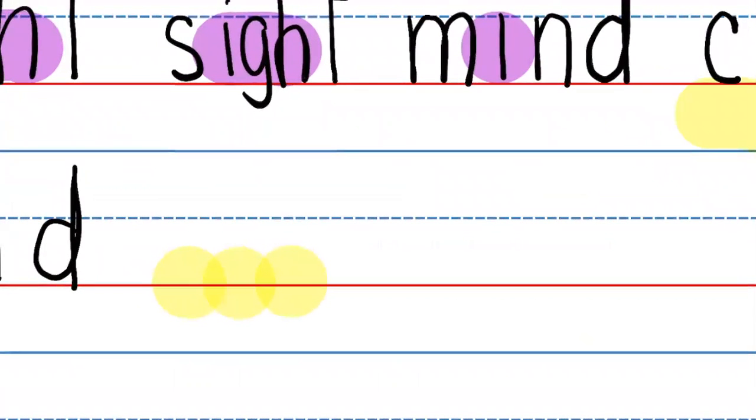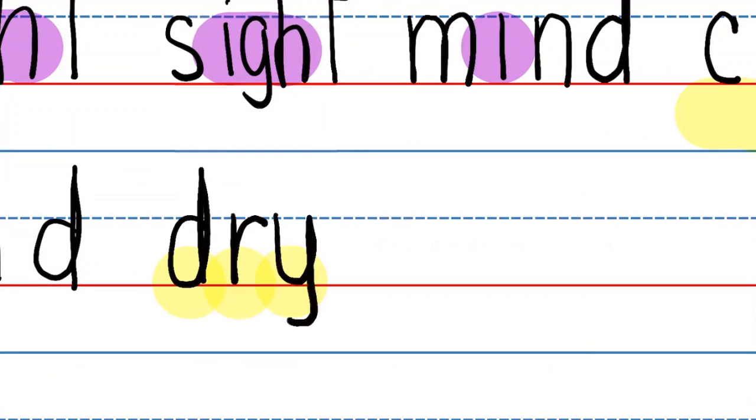Dry. Now, if you're saying dry, there is no word with a J. We don't have any words with that. So let's not say dry with a J. It's actually a D. Dry. D. I, and we use the Y to spell the I sound. Okay. Dry. Using the Y to spell the I sound in a three-sound word.